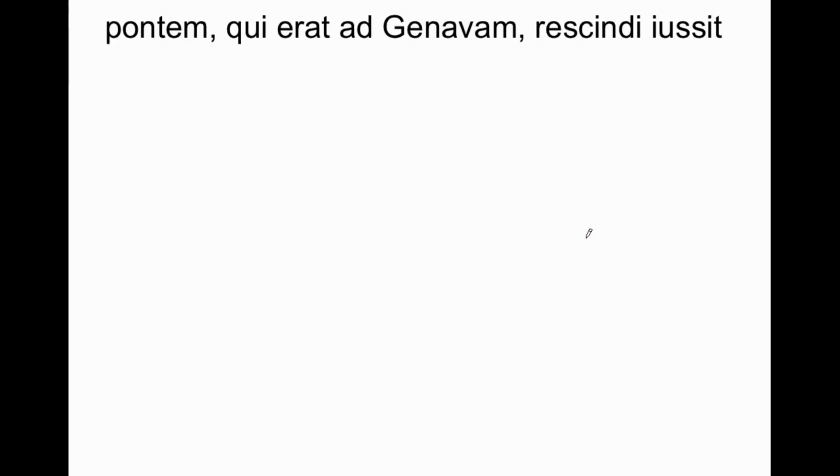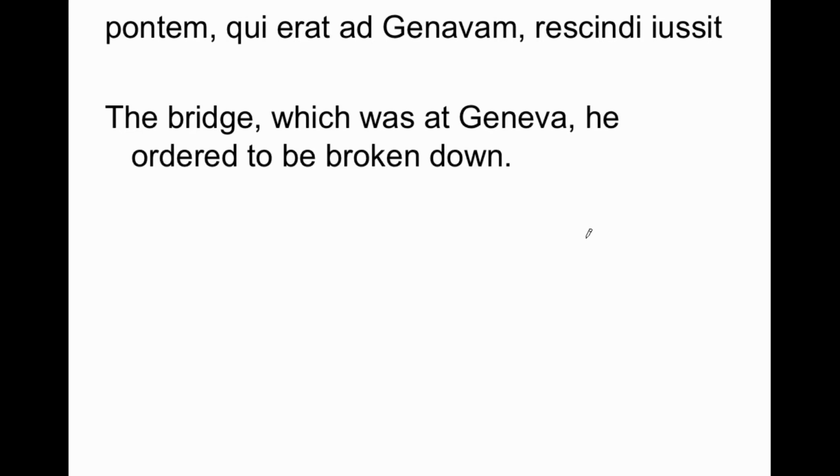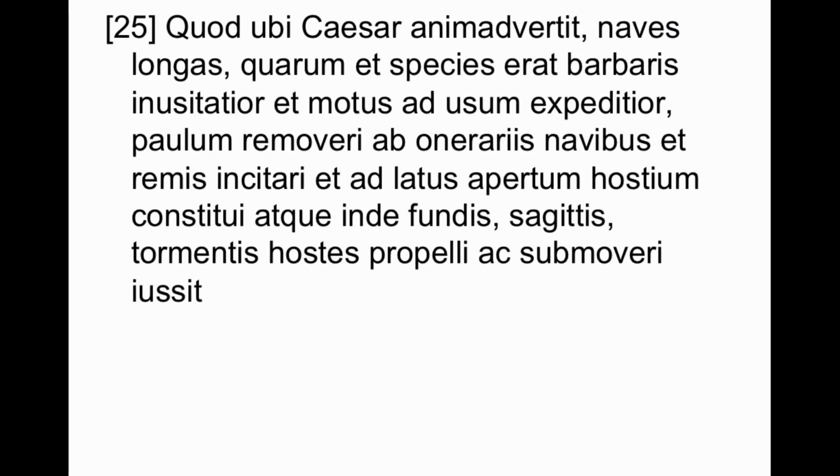Okay, so just to remind you how that works, we had a sentence recently using iussit and a passive infinitive. Remember the sentence, the bridge which was at Geneva. What did Caesar do to that bridge? He ordered the bridge, okay, iussit pontem. What he ordered was not something to do, but something to be done. He ordered the bridge to be broken down, rescindi, okay? So in microcosm, this sentence really is the same as this one right here, okay?